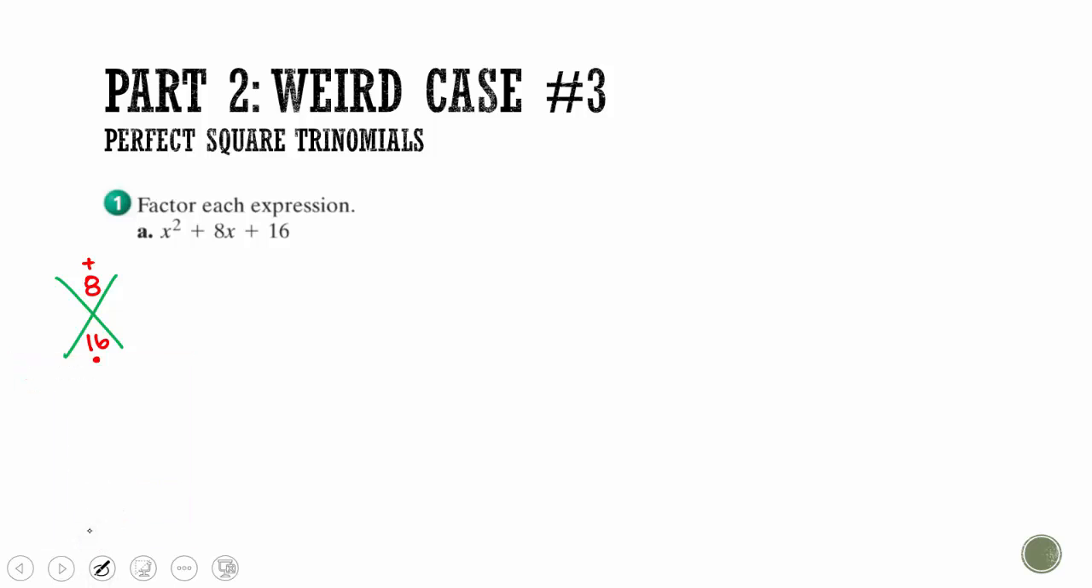So go through multiples of 16. You have 1 and 16, that doesn't work. 2 and 8, that doesn't work. 4 and 4, those will add up to 8. So this is what makes it weird, is those are the same number. So when you do this and break it up, you get this.